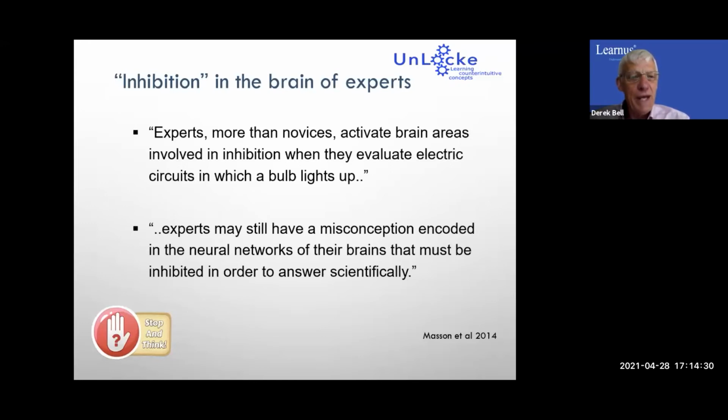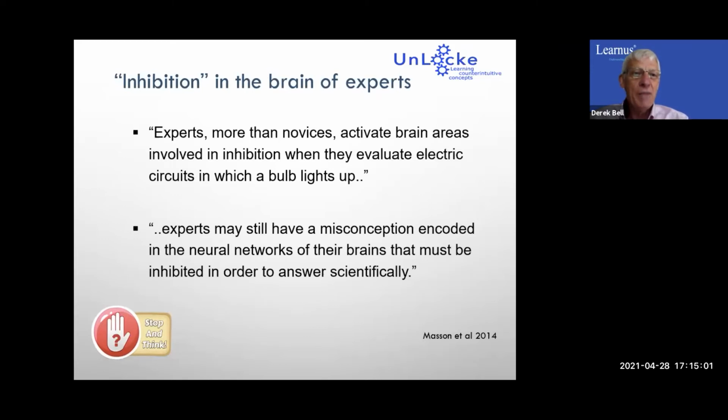And the explanation that they proposed was that the experts seem to hold the misconception within the neural networks, and that what they are able to do more effectively than novices, because they recognize this is counterintuitive, is inhibit that thought and then come forward with the correct scientific answer. And it was based on this supposition that the UnLocke project went ahead.